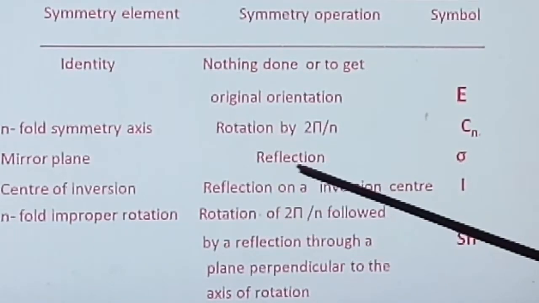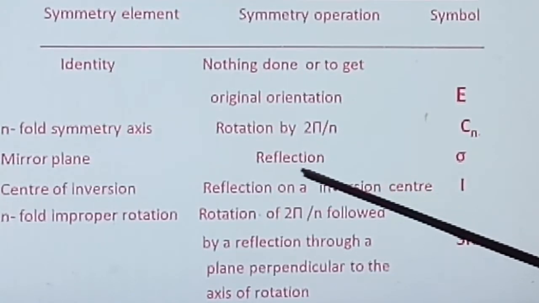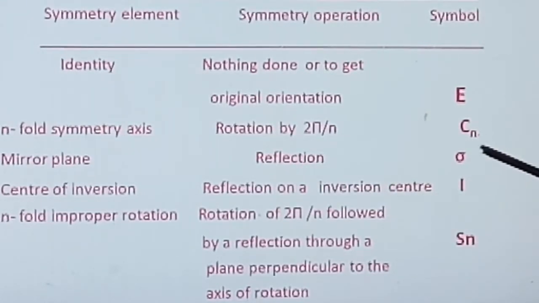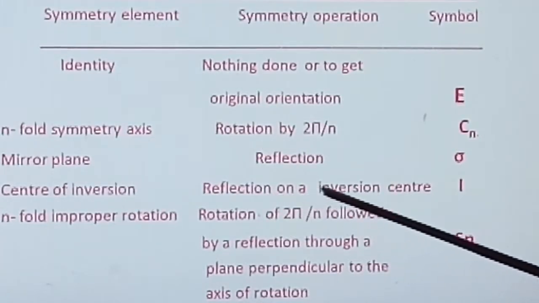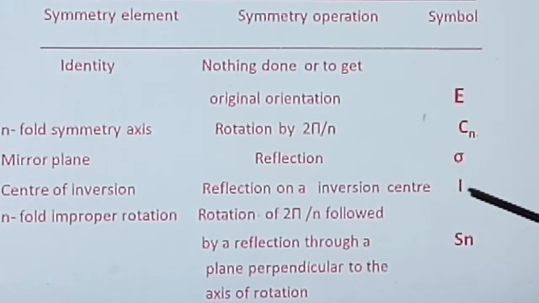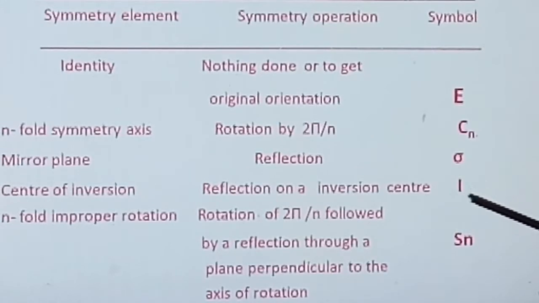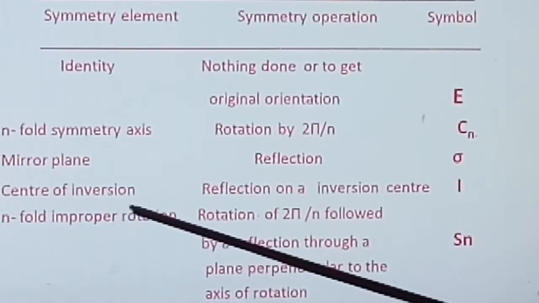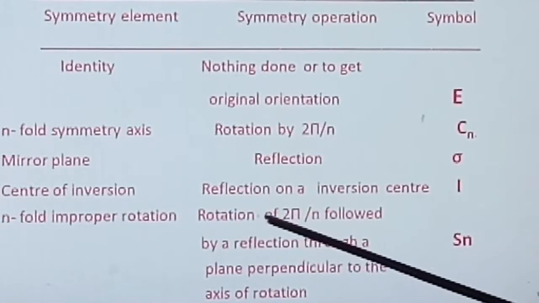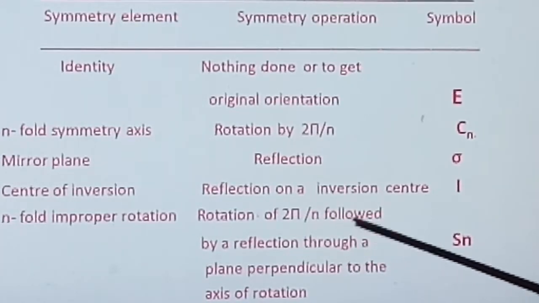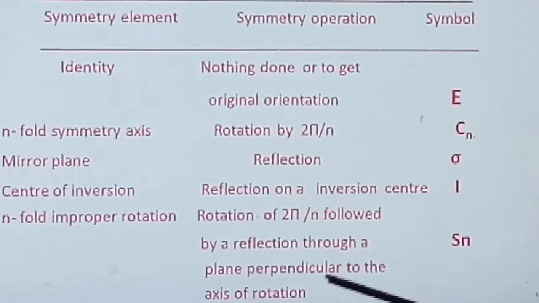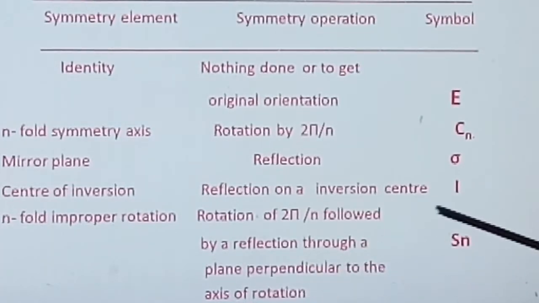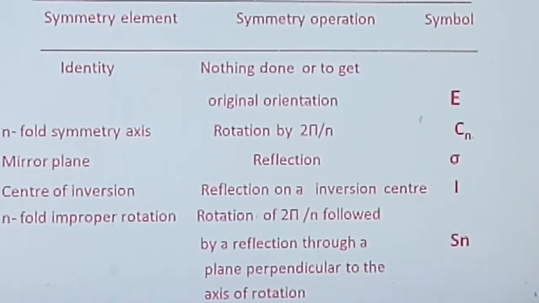Mirror plane: the operation is reflection, and the symbol is sigma. Center of inversion: reflection through an inversion center, and the symbol is i. N-fold improper rotation: the rotation of 2 pi by N followed by a reflection through a plane perpendicular to the axis of rotation, represented by Sn.